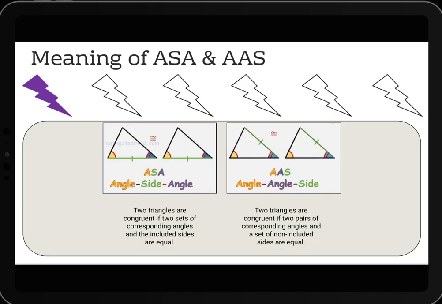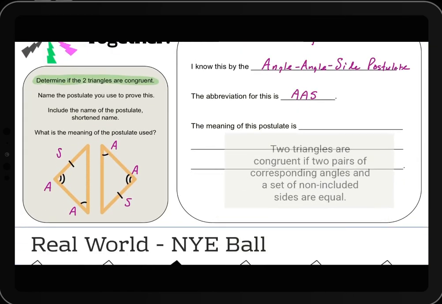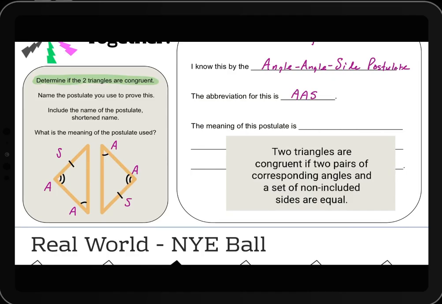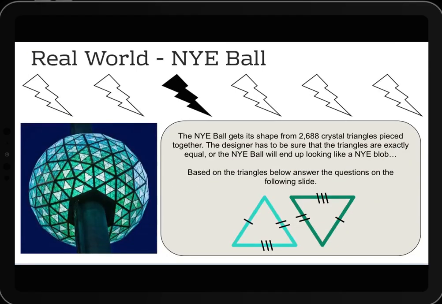So in some ways, I'm just going to be a little lazy here, and I'm going to copy this, and I'm going to come down here and paste that in there. That right there is my justification, okay? So we have two triangles are congruent if two pairs of corresponding angles and a set of non-included sides are equal. That is exactly my meaning and my justification for this particular problem. All right.